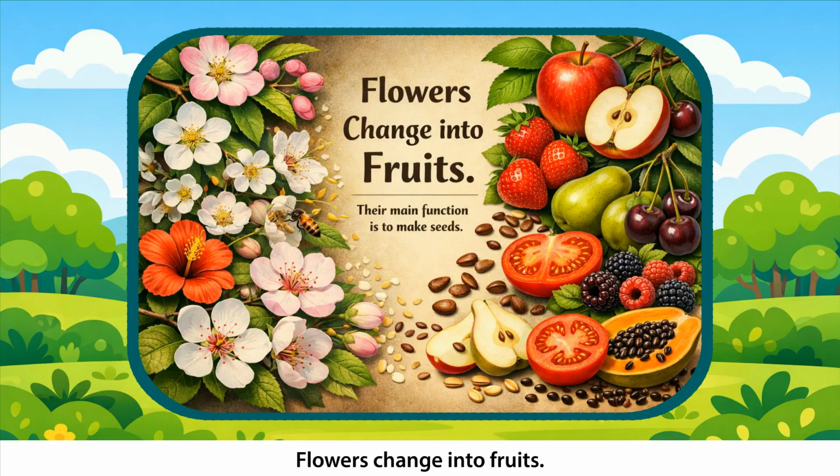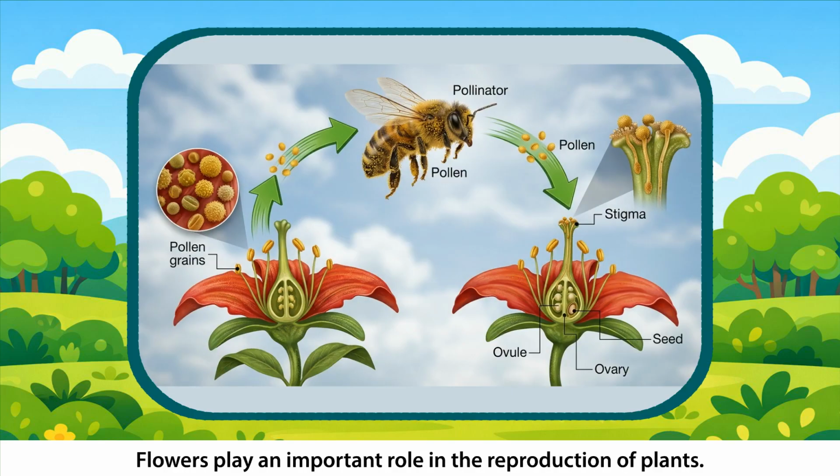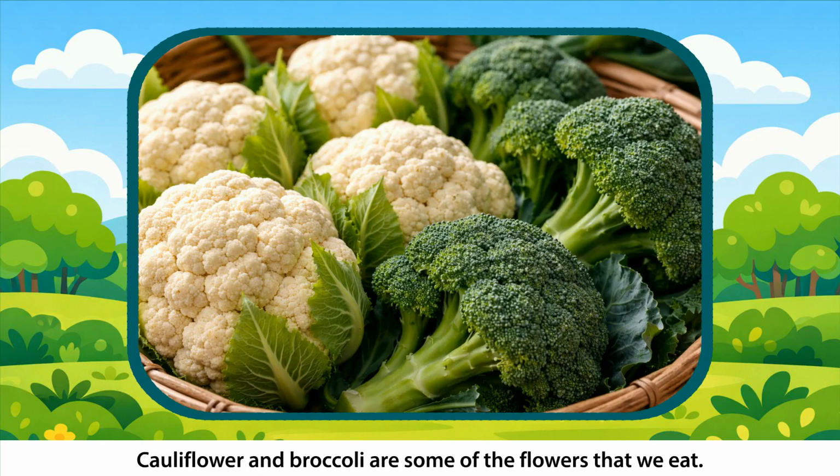Functions of flowers. Flowers change into fruits. Their main function is to make seeds. Flowers play an important role in the reproduction of plants. Cauliflower and broccoli are some of the flowers that we eat.